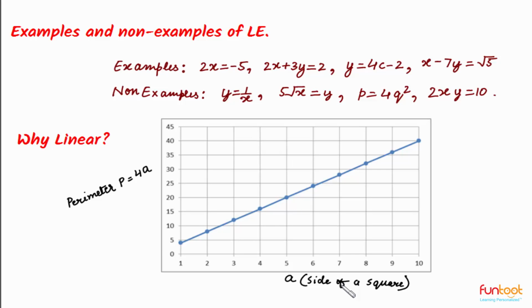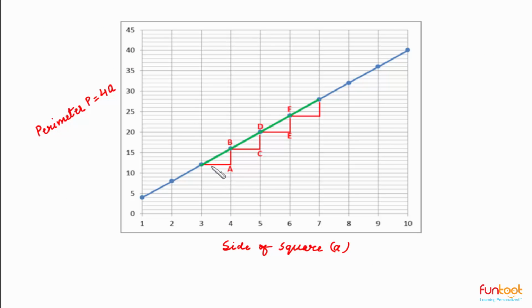Let's look at a graph between side of a square a and its perimeter p equal to 4a. On plotting the points, we find that all points are collinear and the graph comes out to be a straight line. In this graph, we can see for unit increase in side of square, there is a constant increase in the perimeter, and that is 4 units. So if the side of the square increases by 1 unit, the perimeter increases by 4, and this is the trend between any two consecutive points on the graph.